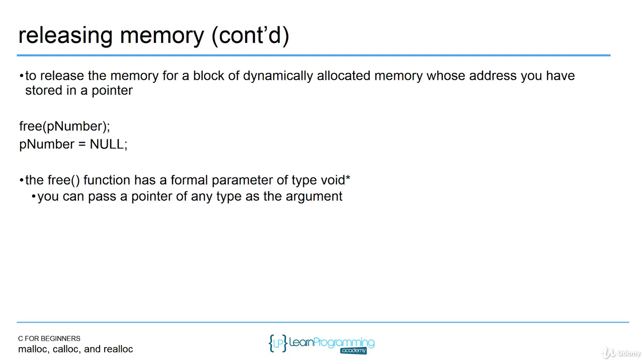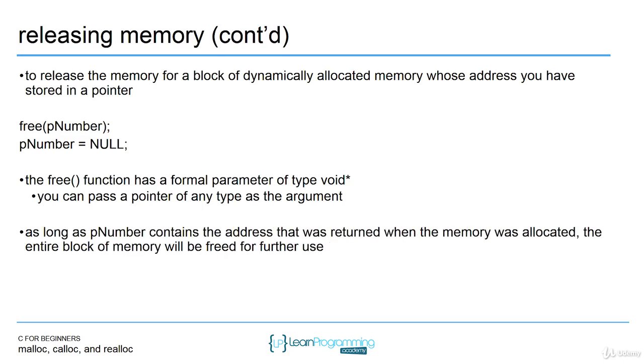The free function has a formal parameter of type void star, so you can pass in any pointer type, and it will work. You don't have to actually cast it or anything like that. As long as p number contains the address that was returned when the memory was allocated, the entire block of memory will be freed for further use. Other programs can use that memory. Your program can now use that memory.